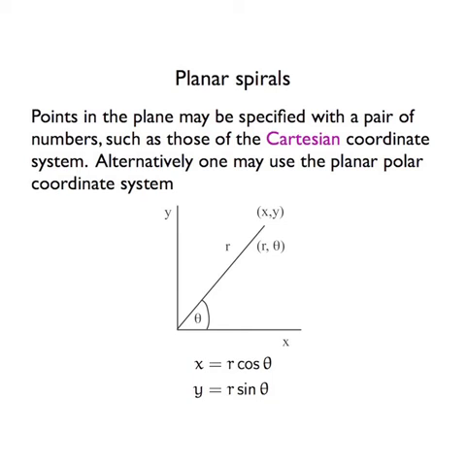Or if you've done a little bit of the planar polar coordinate system, you can tell me where I am by telling me some angle I make with some axis and how far I am from some origin, so-called r and theta. And there's a little relationship between Cartesian coordinates and polar coordinates, which says the x coordinate is just the radial coordinate r times the cosine of this angle, and y is r sine theta.